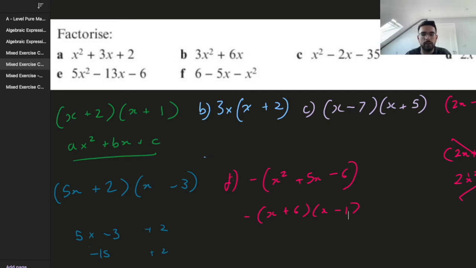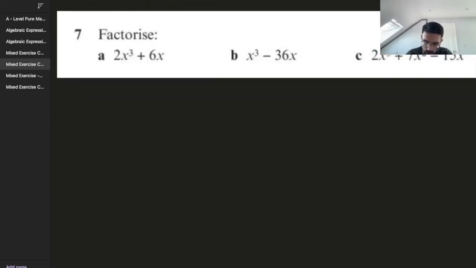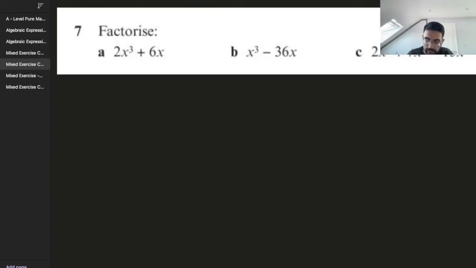Okay, let's move on to question number 7. In terms of factorizing this, again, what is the most common thing? It's x. So, it's going to be 2x, actually. So it's going to be x squared plus 6. What am I doing? It's going to be x squared plus 3. Let's move on to part B.